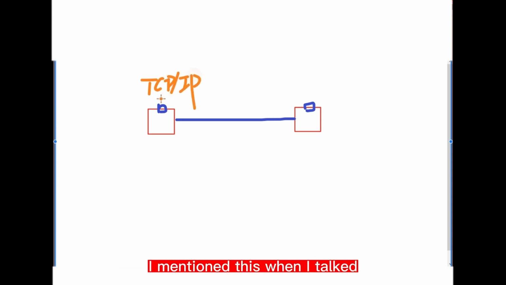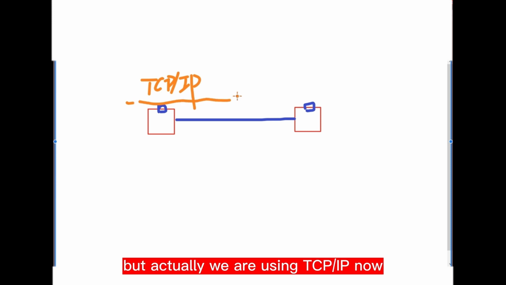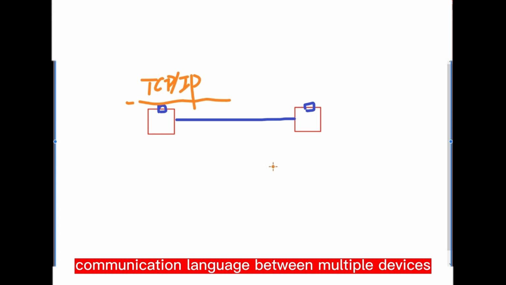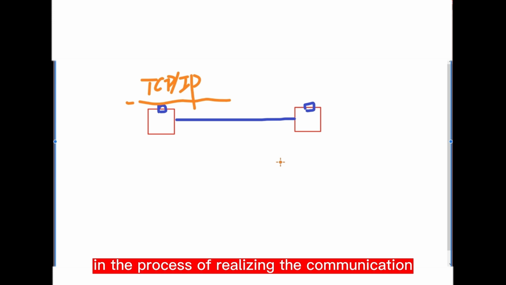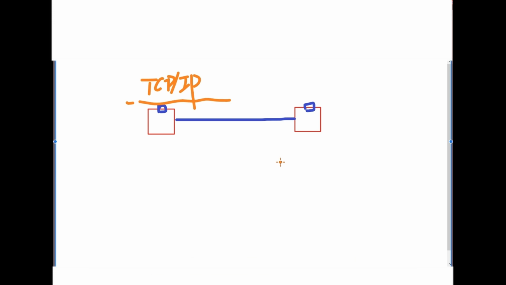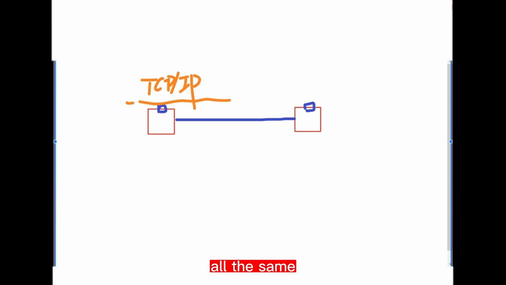I mentioned this when I talked about the reference model before. We are talking about OSI, but actually we are using TCP/IP now. They are equivalent to the communication language between multiple devices. That is, in the process of realizing the communication, including analysis of the data, addressing, including future addresses. Because the third layer can do addressing, including our control over data traffic. All the same, here's some of what it does.